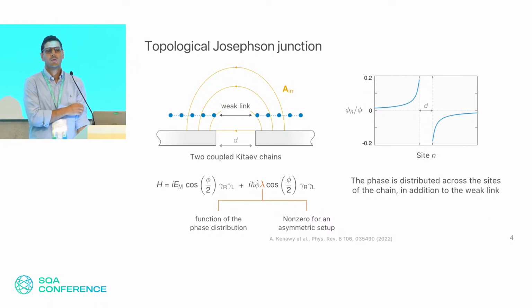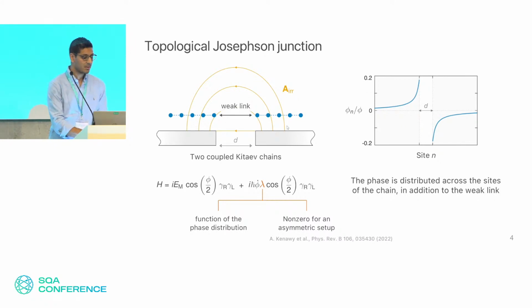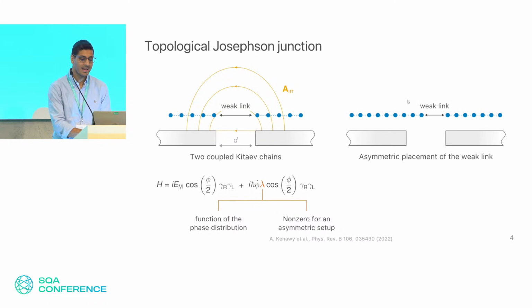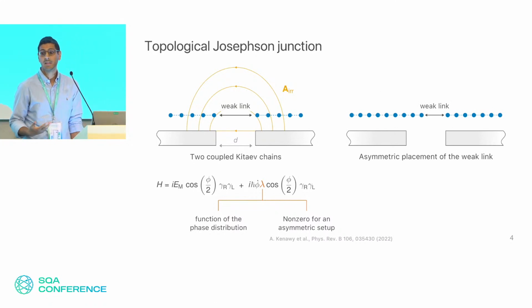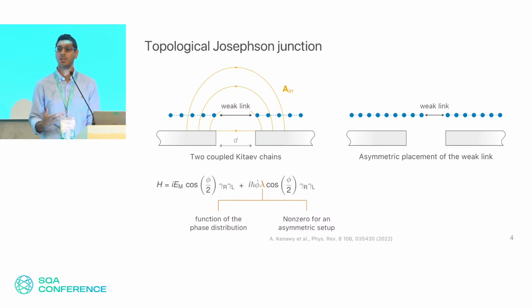And importantly, it's only 0 if you have a perfectly symmetric system. Once you have some sort of asymmetry, whether due to different parameters of the two chains or whether it is due to the profile of the field or even simply an asymmetric placement of the weak link, which is more realistic, then this parameter can be significant and actually as large as the Josephson energy itself. So it can really change the behavior of the system.